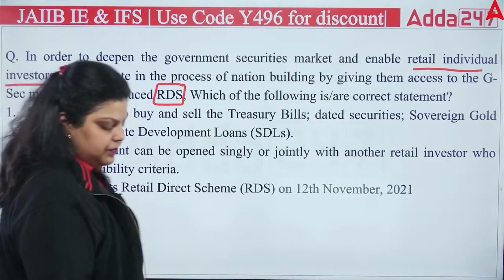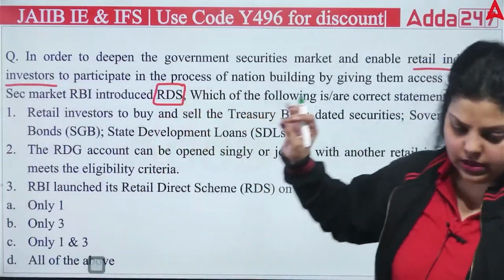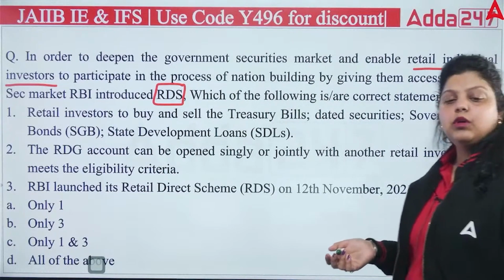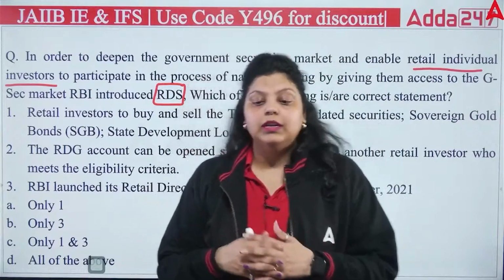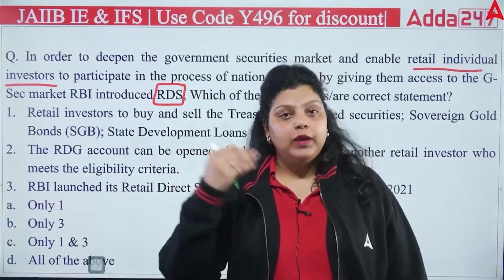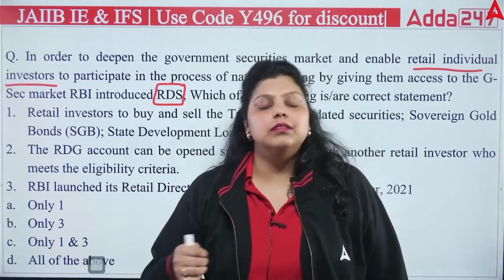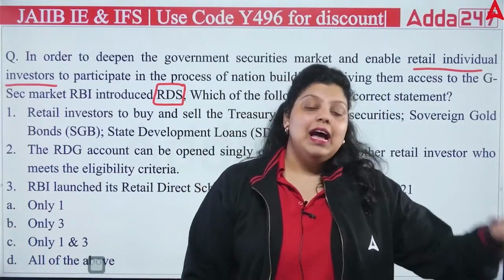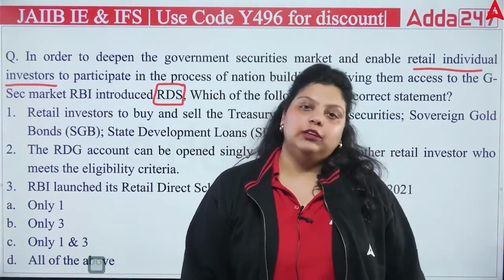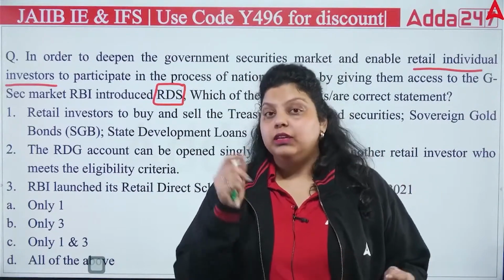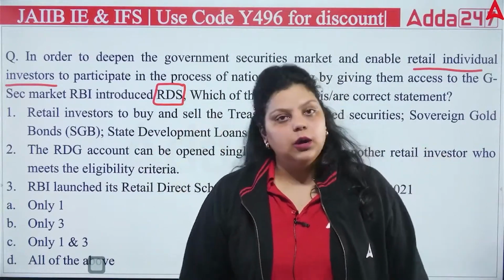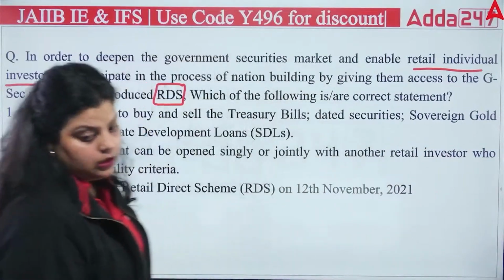So what we are talking about here is that RBI had introduced the Retail Direct Scheme. Why was this scheme introduced? Because RBI wanted more and more people to participate in government securities trading. Why? Because when you put funds in government securities, you are giving your money to the government, and that money will be utilized by the Government of India for the development of the country, and that is what the Retail Direct Scheme is doing. So in the Retail Direct Scheme, retail individuals like us can easily participate in government security trading, so we can become participants in nation building.